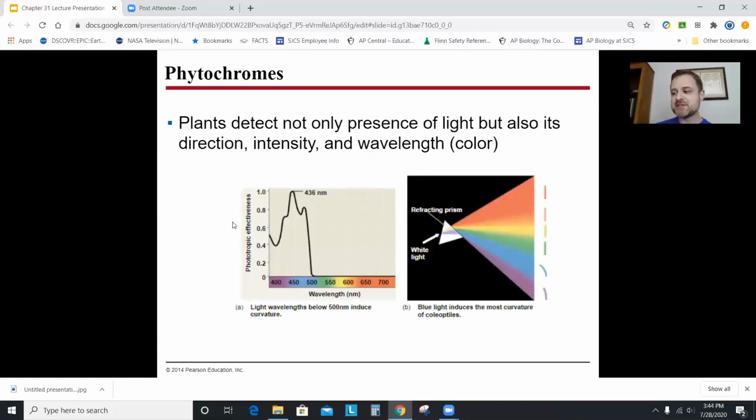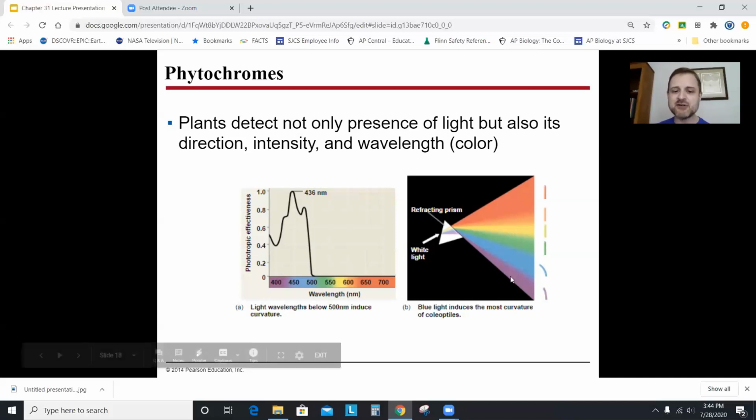So switching topics here. So phytochromes, so plants can detect light. They can detect different wavelengths of light. Remember, wavelength is color. So phytochromes, remember we saw the word cytochrome. Cytochromes were those proteins in the electron transport chain that were oxidized and reduced in sequence. Phytochromes are like cytochromes, but they detect light.